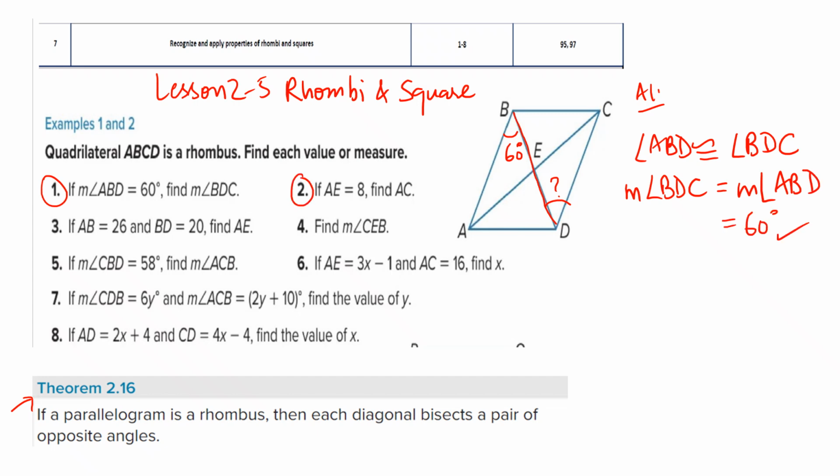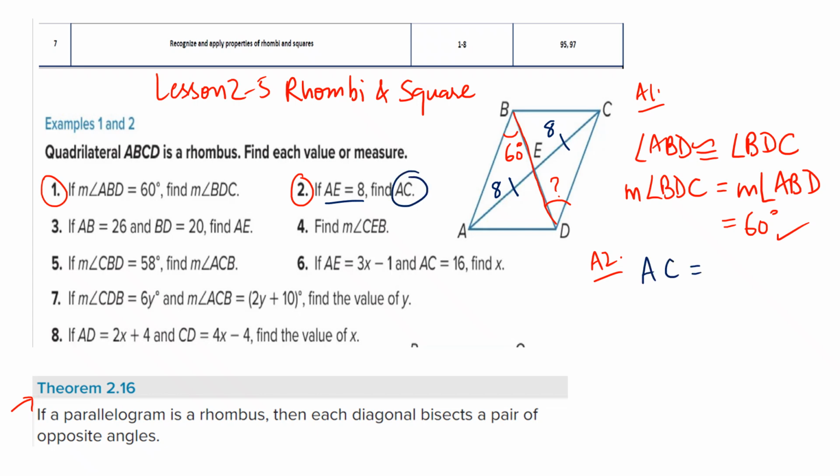Now let's come to question 2 here. Again, we are going to do the labeling. Let me use a different color. So AE is given to be 8. So the half of the diagonal is given to be 8. Now you know the property that the diagonals of a rhombus bisect each other. They divide into equal parts. So if this is 8, this is also 8. We need to find the length of the diagonal AC.